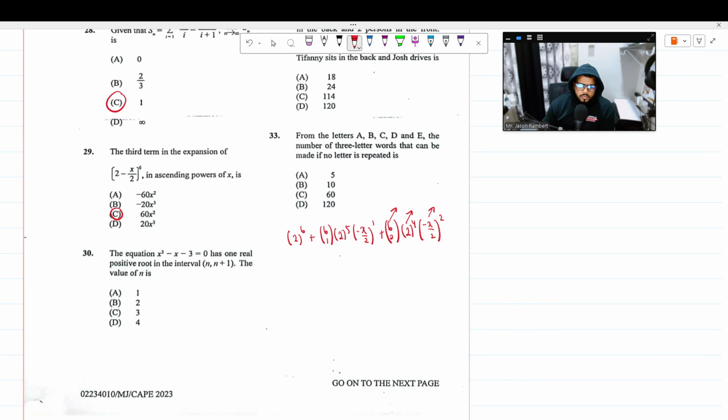The equation has one real root. I believe the root for this was 1.67 between 1 and 2.